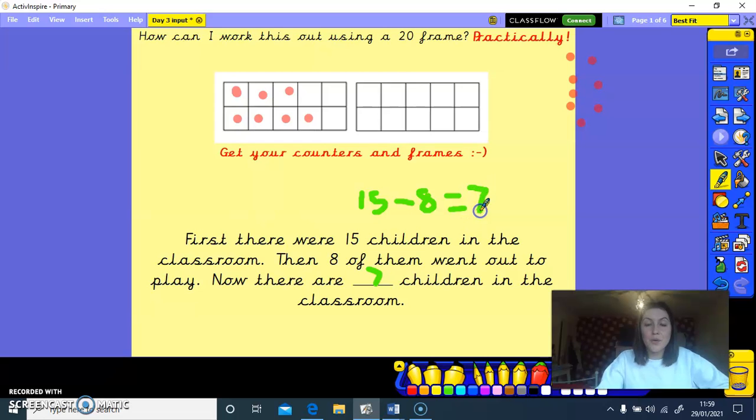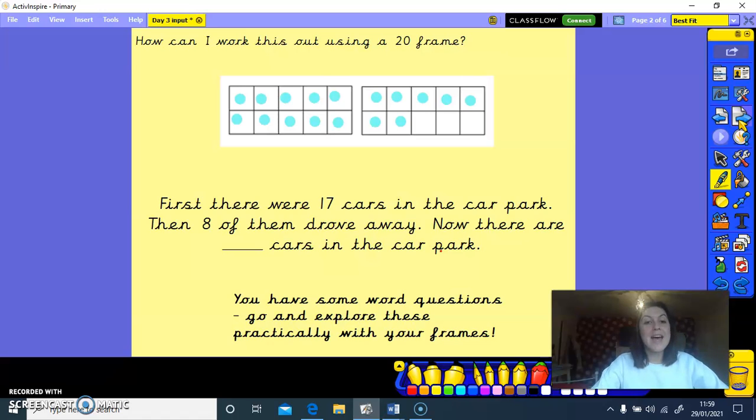Okay, clear off your 20 frames and we're doing one more together practically and then you are going to have a go on your own. So this time we need to have 17 counters, Cheerios, Weetos, pasta pieces, whatever you've got in your frames. So I'll give you a moment to add your 17 on. And then it says we are taking 8 away because there were 17 cars in the car park and 8 drove away. We want to find out how many are left in the car park.